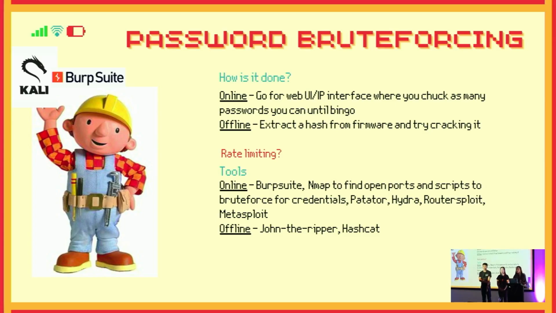There's also one called RouterSploit, which is less common. RouterSploit comes with a variety of embedded device credentials that you can brute force with, and the list is sectioned by embedded device model, with the default credentials under them. And for offline tools, we have John the Ripper and Hashcat for cracking the hashes offline.